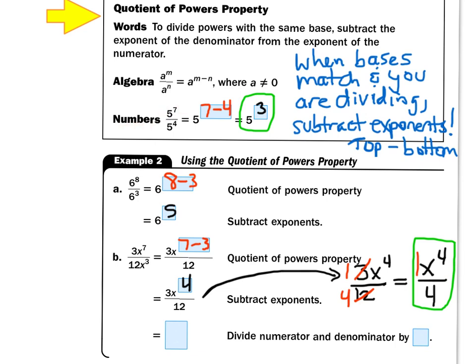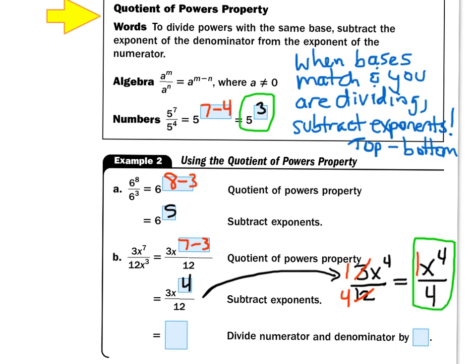And then take a look at the numbers example. 5 to the 7th power over 5 to the 4th power. Well, the bases match, so I copy the 5, the base, and then I did 7 minus 4. So top minus bottom. So that gave me 5 to the 3rd power. All right, take a look at example 2, letter A. 6 to the 8th power over 6 to the 3rd power. Remember, the bases have to match. They do, so I put the 6, and then I do top minus the bottom. So 8 minus 3. So that gave me 6 to the 5th power. And box your answer. I forgot to do that.